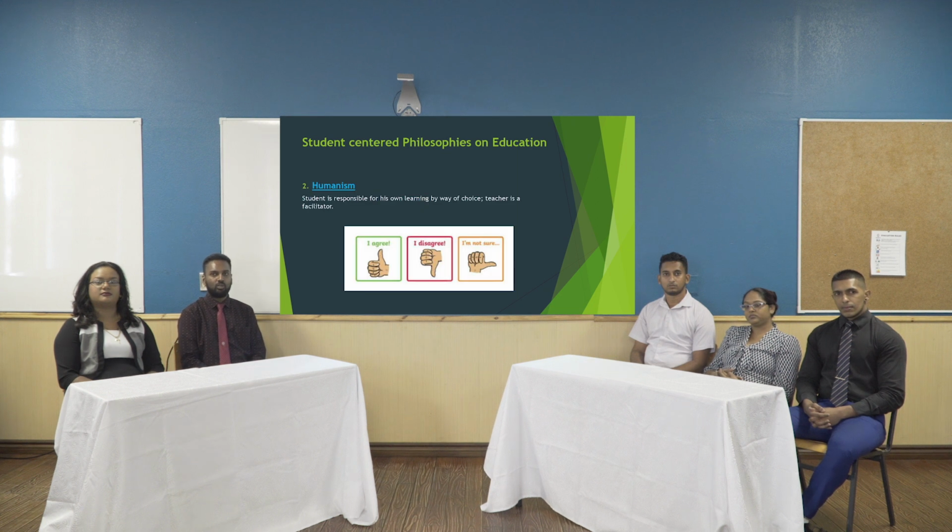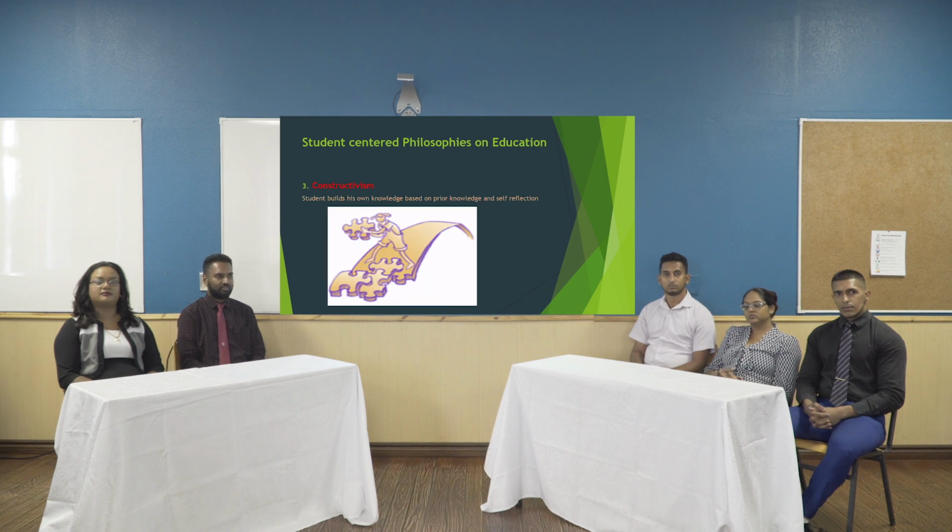The second one is humanism, where the student is given a choice whether he decides to learn something or not, or learn it in a particular way or not. And the teacher is really just a facilitator or a guide in the classroom. And finally, there's constructivism, where the student will be building his own knowledge based on his prior knowledge and on self-reflection. So what would have happened during the day? How did I feel about this? How did I not feel about it?